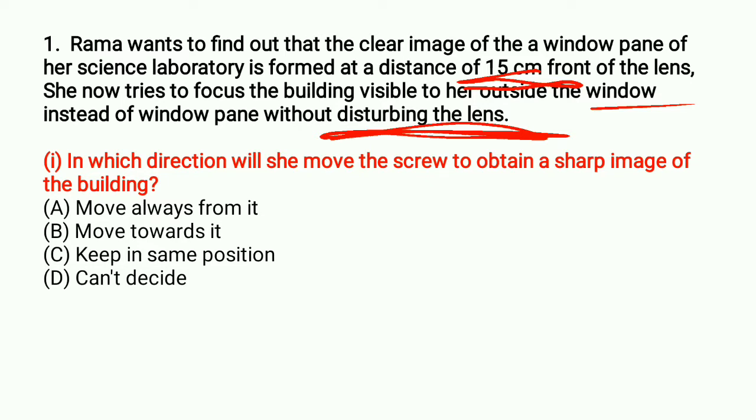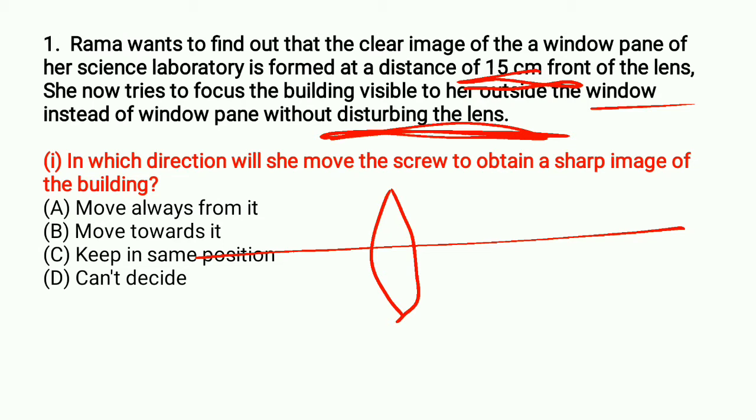Now let us see the question first. In which direction will she move the screen to obtain a sharp image of the building? Here they have given four options. Now let me explain the meaning of the given paragraph. Here we have a convex lens, and the convex lens will always produce a real and inverted image, and that image is behind the lens.